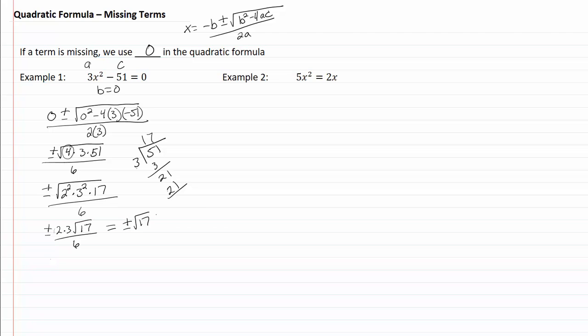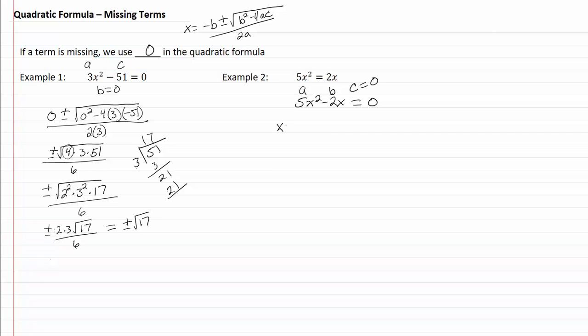Hopefully you didn't get too confused in there. All right, let's do our second one. We're going to move the 2x over. So I have 5x squared minus 2x equal to 0. This is my a, this is my b, and this time my c is going to be 0 because I don't have that. So put that in our formula.